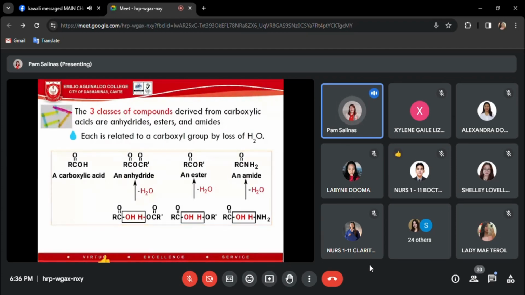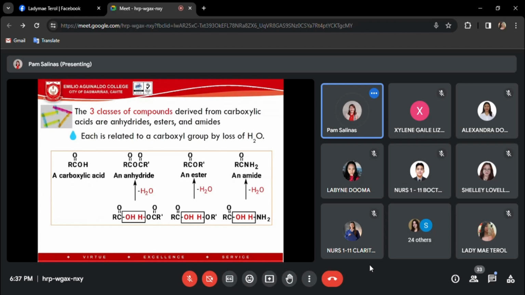We have two double bonds O on the carbons, right? First carbon, double bond O. Second carbon, double bond O. But what can you notice here? You can notice that in the middle of the two carbons with double bond O, there is an oxygen as well.